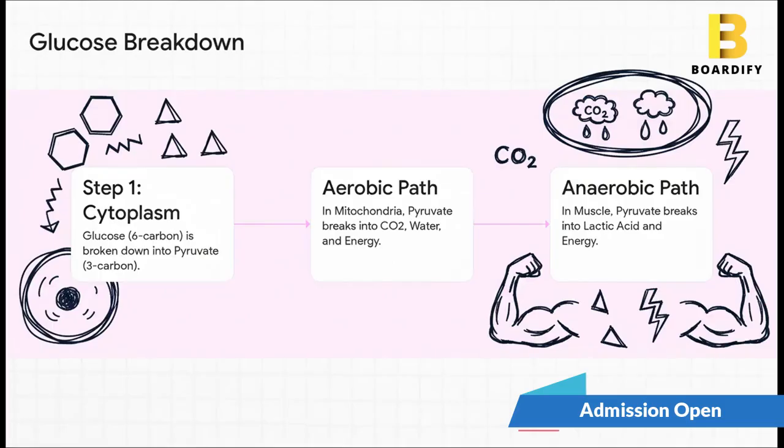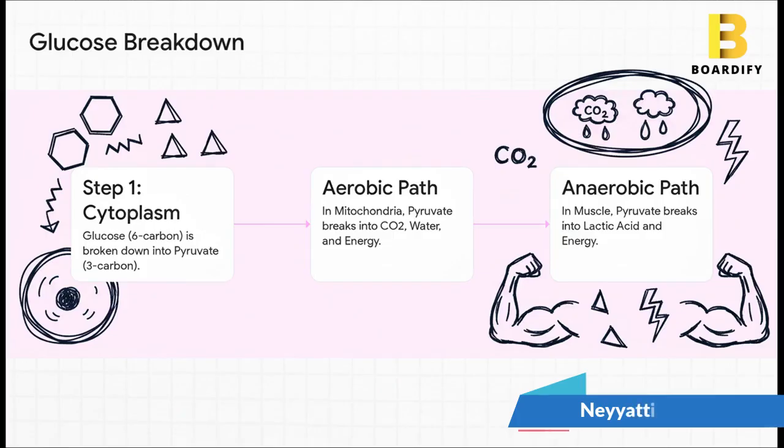Okay, this flowchart is so important. Let's walk through it slowly. The first step is the same for everyone. It happens in the cytoplasm of the cell. Here, a big glucose molecule is broken down into a smaller molecule called pyruvate. Now, after this, the path splits. If there's oxygen, we go the aerobic route inside the mitochondria, and that pyruvate is totally broken down, releasing tons of energy.